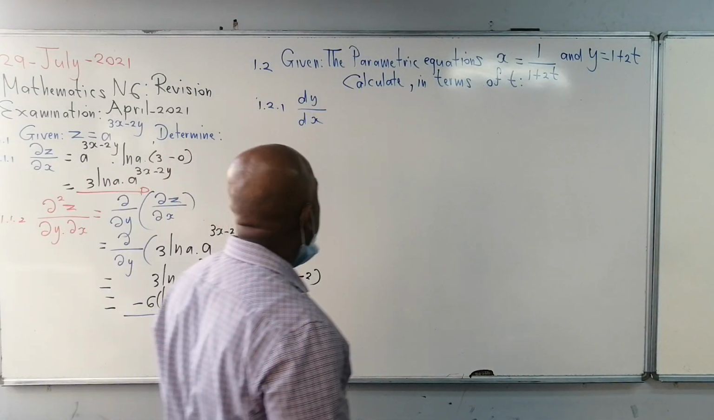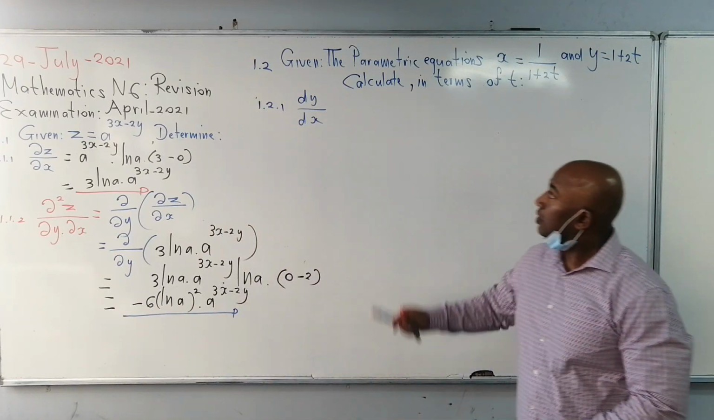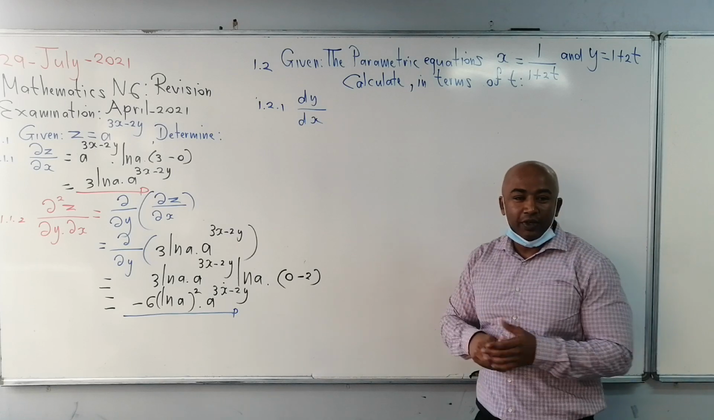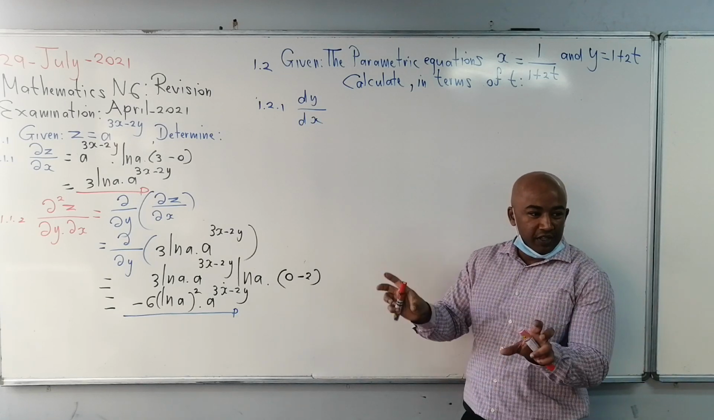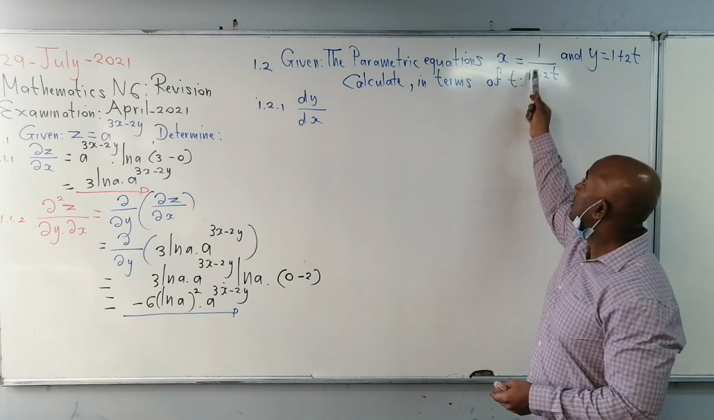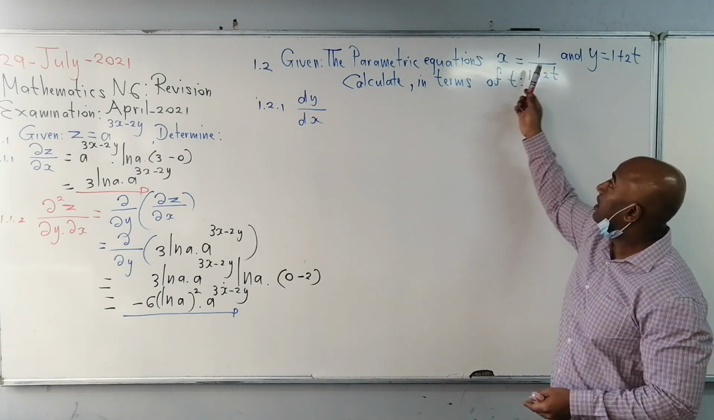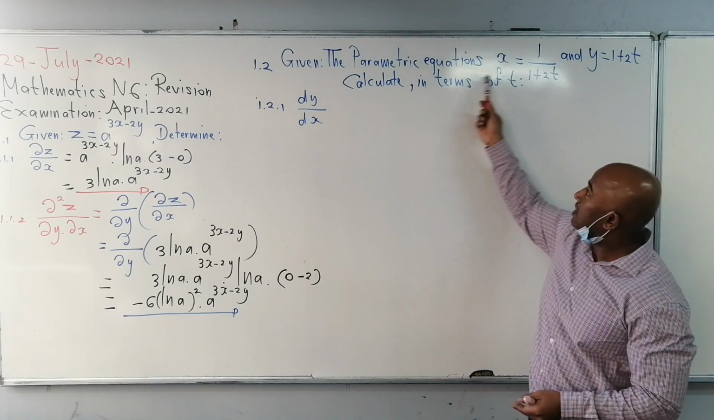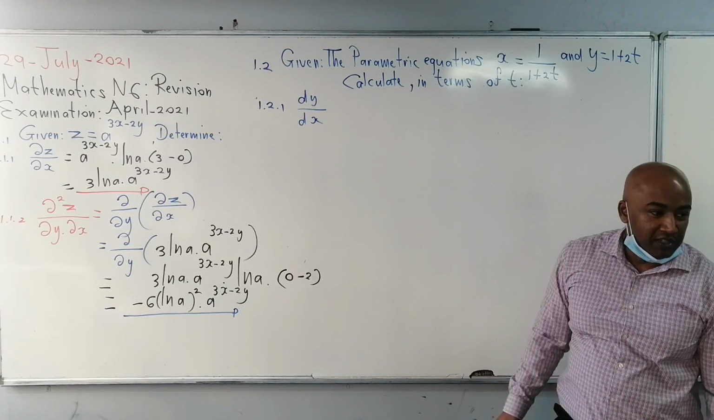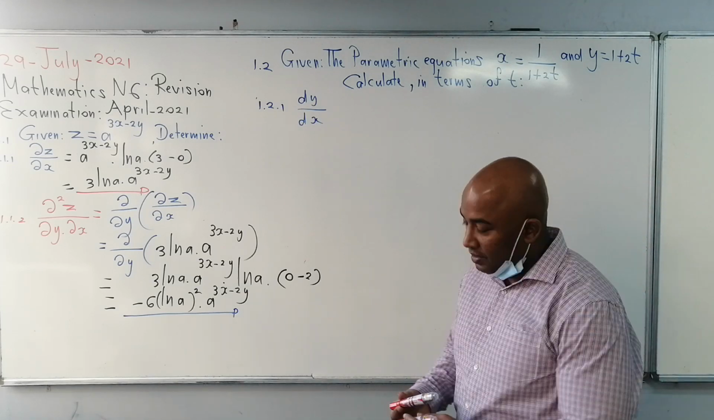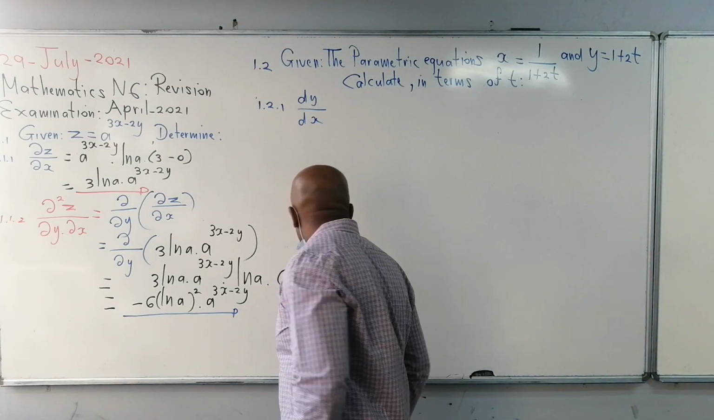Alright, the next question, 1.2. Given the parametric equations, you remember the parametric equations from chapter 6 when we have those two equations, we have to differentiate it. So x is equal to 1 plus 1 divided by 1 plus 2t, y is equal to 1 plus 2t. Calculate in terms of t, dy over dx. And then the second one will be the second derivative.